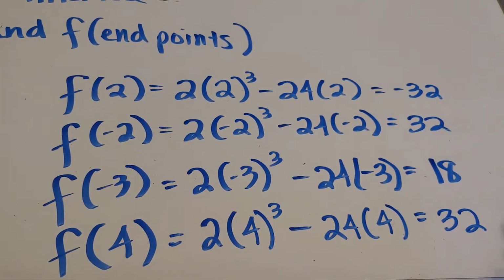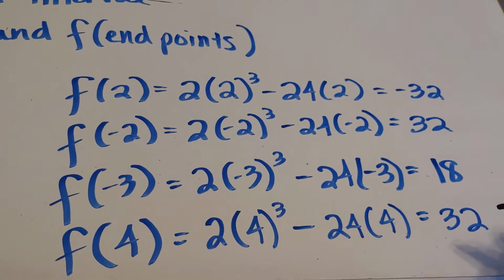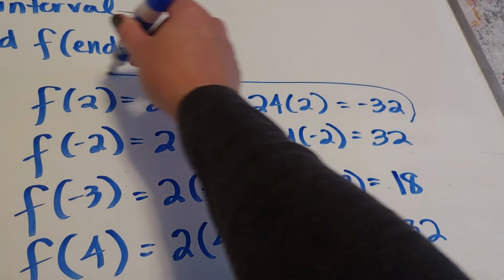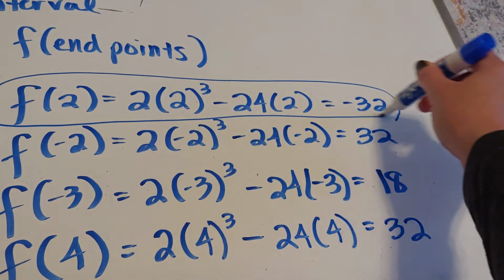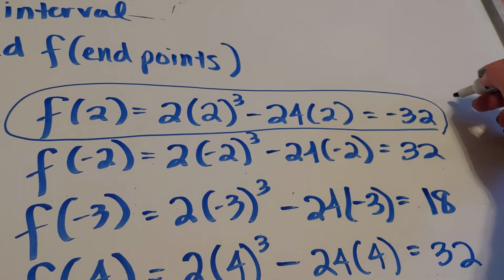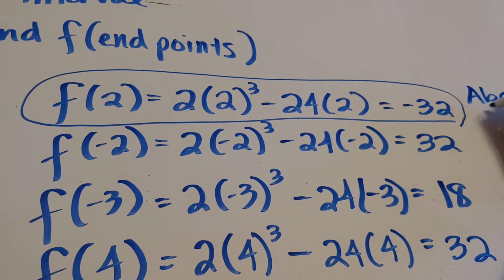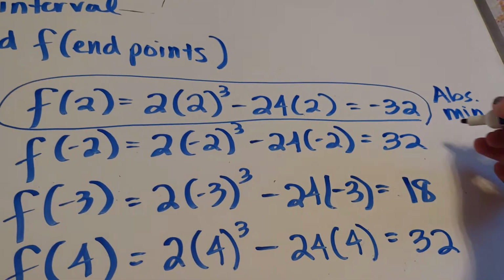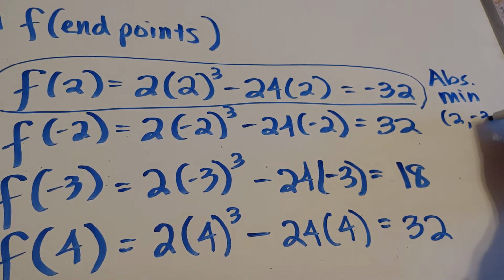Now I want to look for the smallest y value and the biggest y value. The smallest y value is this guy right here. So that's our absolute min. We would say our absolute min is at the point 2, negative 32.